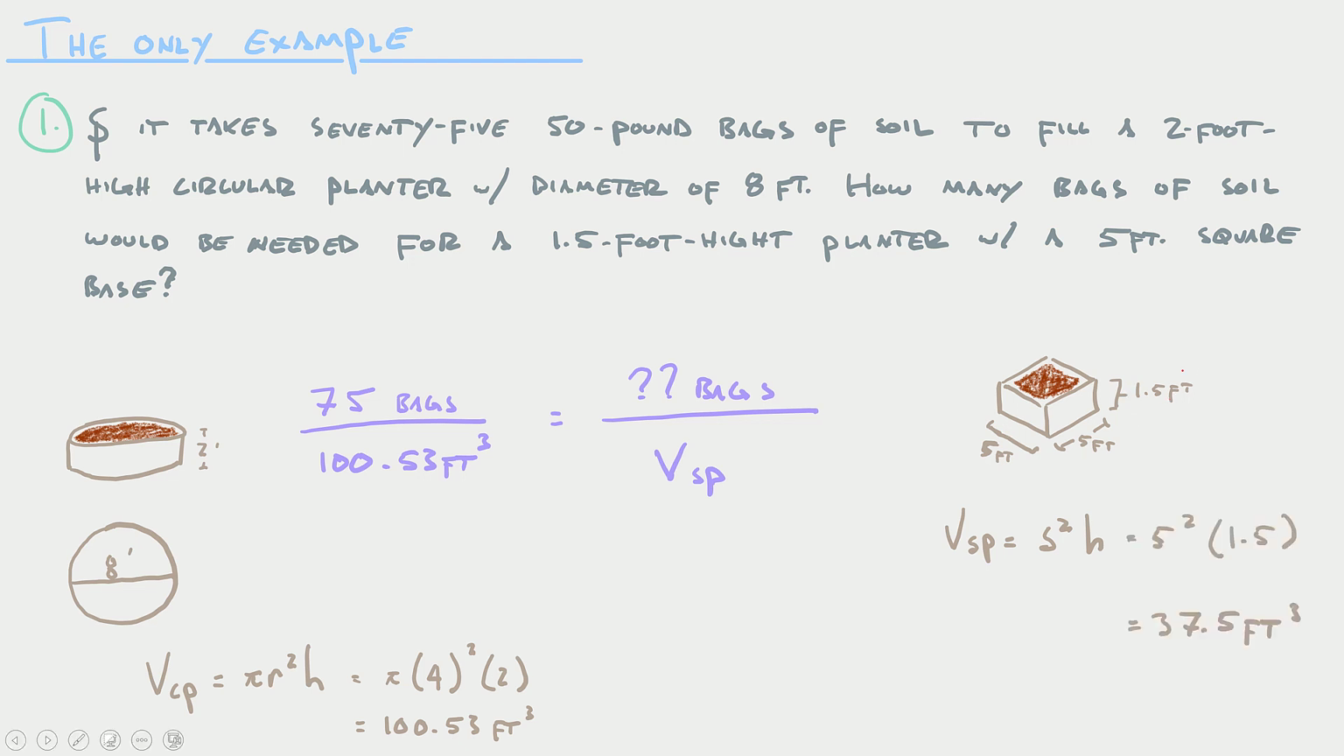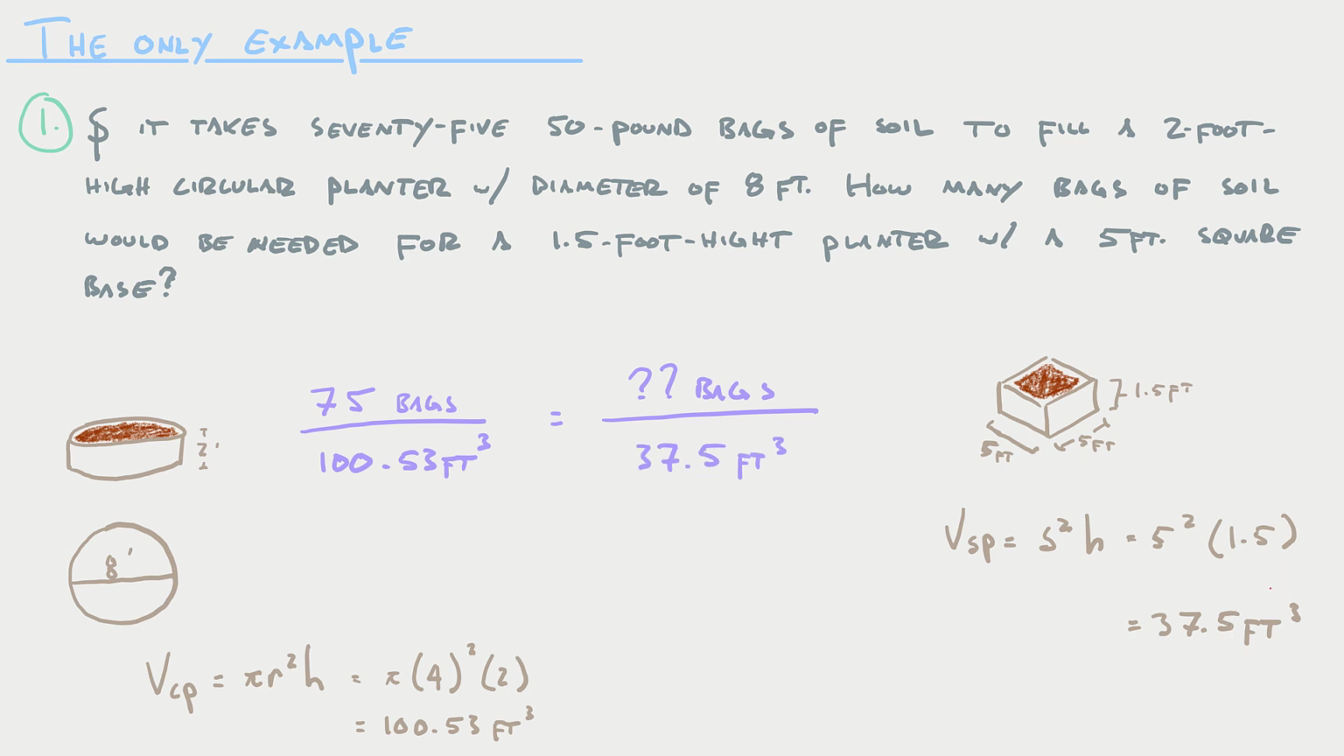So we're going to get 5 squared times 1.5, which is 37.5, again, cubic feet. This is 5 feet times 5 feet, so you get 25 square feet, but then you're multiplying by 1.5 feet, and that's where you get the cubic. That's where the cubic unit comes into play, so we go ahead and fill out the second ratio.